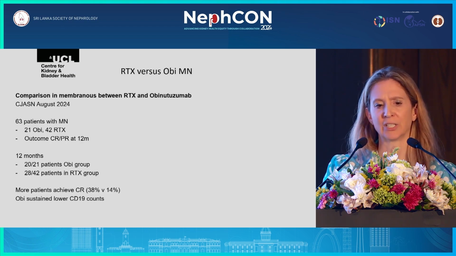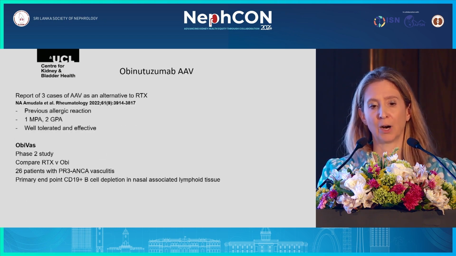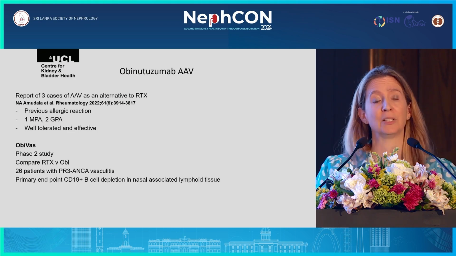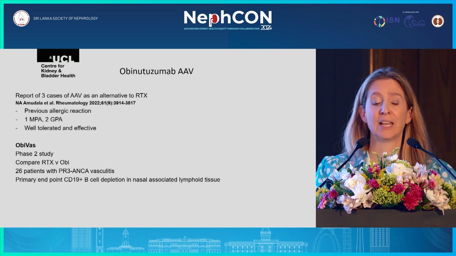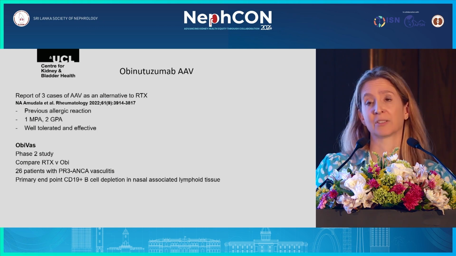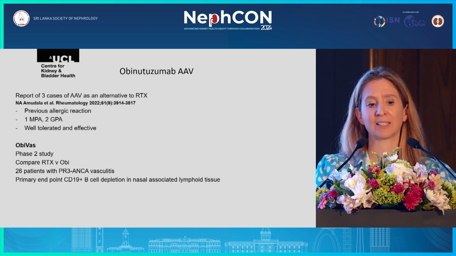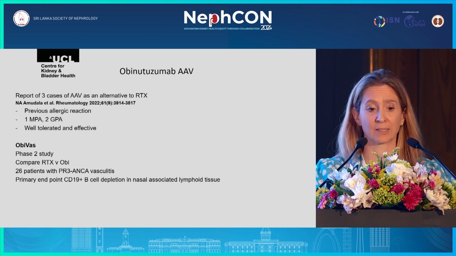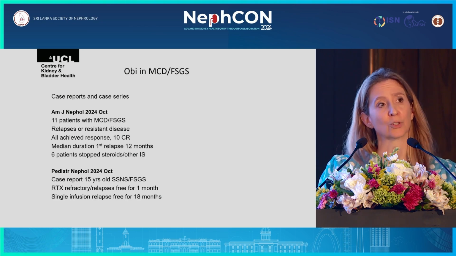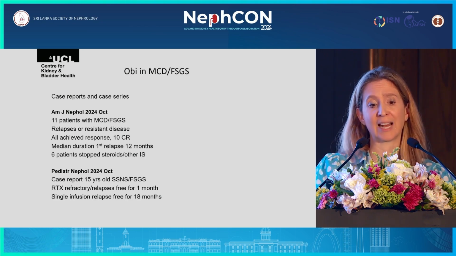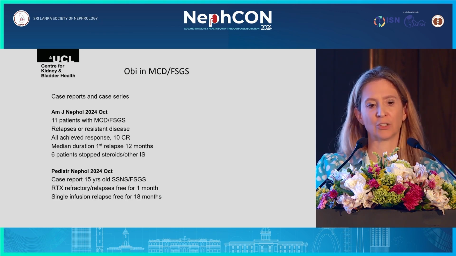I've already mentioned this just before the tea break about the use of obinutuzumab in membranous, so I'll miss that. There have been some case reports looking at obinutuzumab in patients with ANCA-vasculitis. In those patients who've had allergic reactions to rituximab, unsurprisingly, it works, it's tolerated, and it's effective. And there's currently the study OBVAS, which is a phase 2 study comparing rituximab versus obinutuzumab in patients with ANCA-vasculitis. There have been case reports looking at obinutuzumab in patients with minimal change and FSGS. And unsurprisingly, obinutuzumab works well in patients who have frequently relapsing disease.